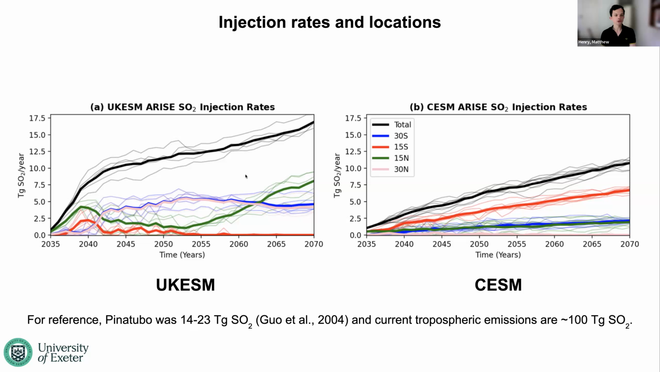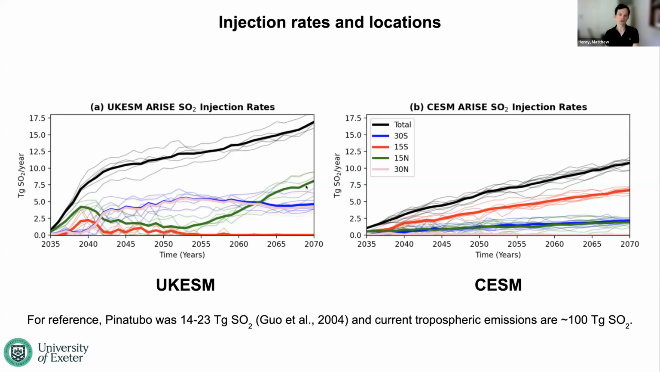So on the left is for UKESM, on the right for CESM. In black is the total injection rate. And then the different colors show you where the algorithm chose to inject. So it's at 30 and 15 north and south. So in CESM, there's a linear increase in injection for the 4 different locations, and basically most of it is injected at 15 south.